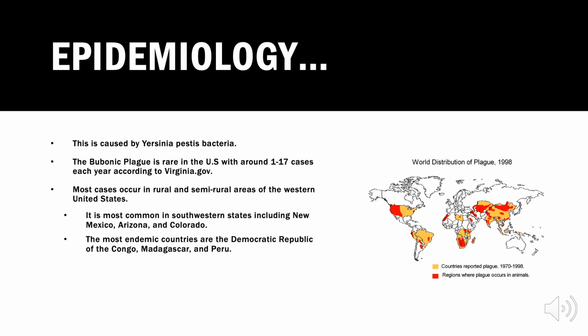Now, in the United States, we really only have 1 to 17 cases nowadays, according to Virginia.gov. And most cases occur in the rural and semi-rural areas in western United States. The main countries affected are the Democratic Republic of the Congo, Madagascar, and Peru.